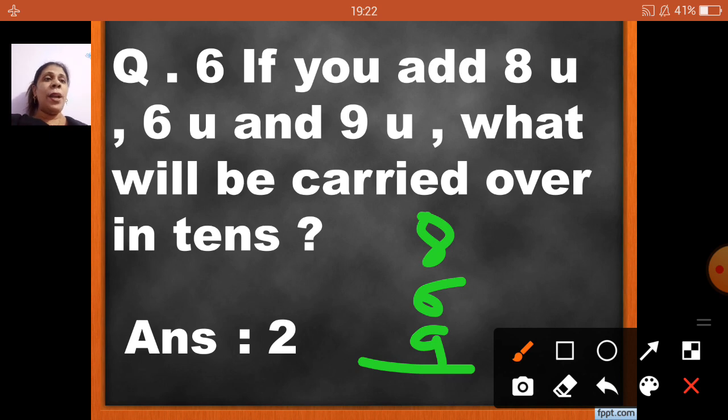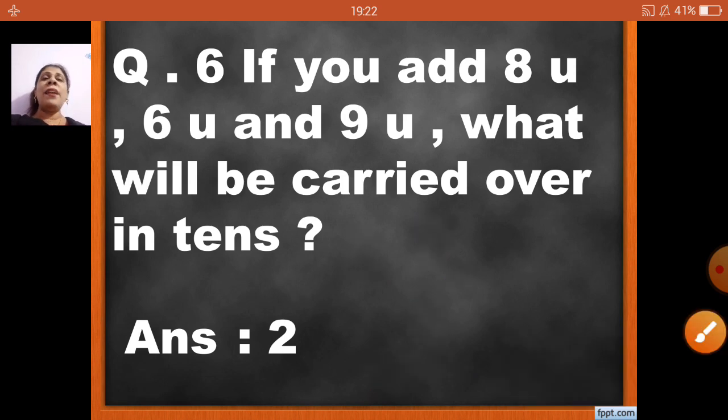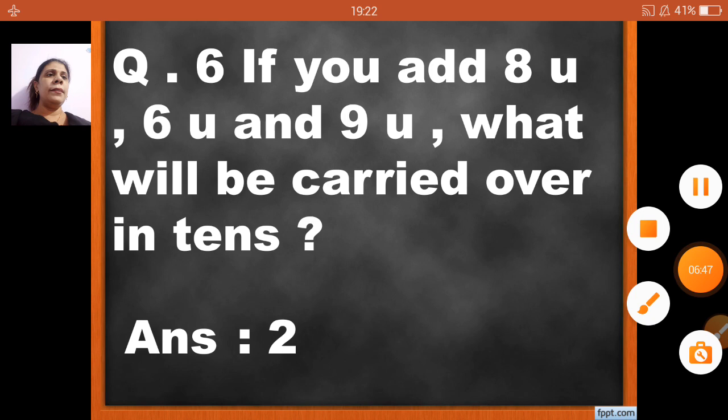So for 23 what I will do? I will write the answer 3 here, and which number is getting carried over in tens place? Number 2. So what is the number that will be carried over in tens? Number 2. So if we add 8 units, 6 units and 9 units, we get our answer 23. So for 23 we will write 3 in units place and 2 we will carry over in tens place. So what number will be carried over in tens? Number 2. I hope you understood very clearly.